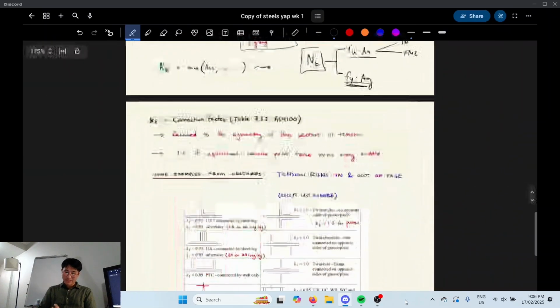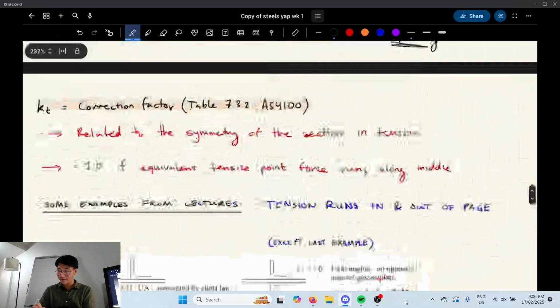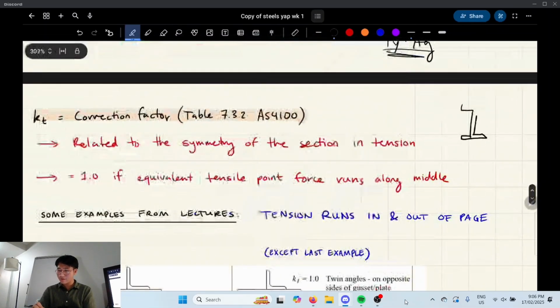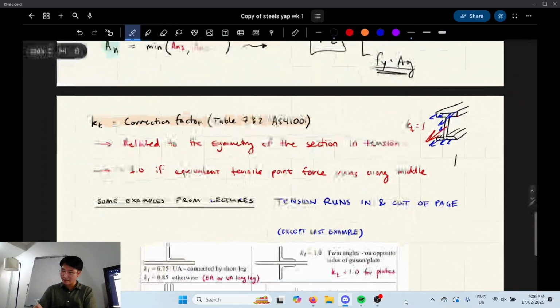Correction factor is the last thing I want to talk about. Correction factor is like an offset value for when tension is running through our section, but it doesn't run through the middle. For example, if I average out the forces of tension, if it's being pulled, where would the force be applied? In this section, right in the middle. So in this case, KT is equal to 1. But what if I had a different type of section? You might have seen this before. This is an equal angle, EA.